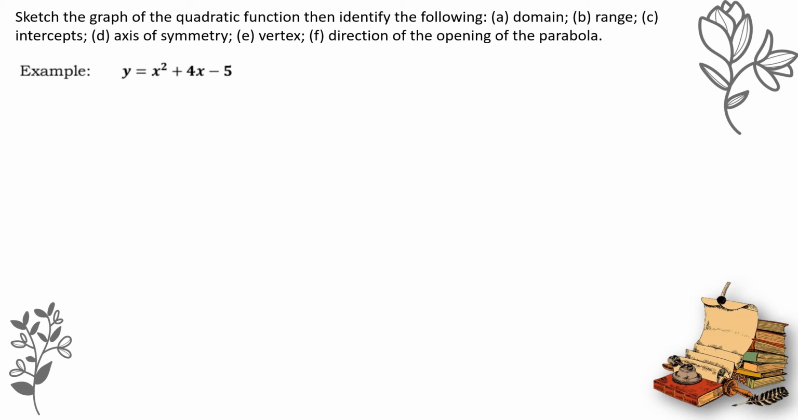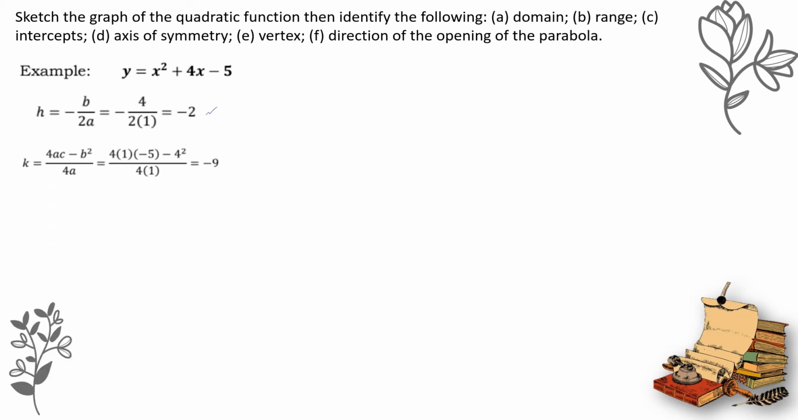Sketch the graph of the quadratic function and then identify the range and the domain. So, ito po, yung unang-una po natin, example, y equals x squared plus 4x minus 5. So, kunin po natin yung h. So, substitute negative b all over 2a. Negative 4 divided by 2 times 1, that is negative 2. So, yan po yung nakuha natin.